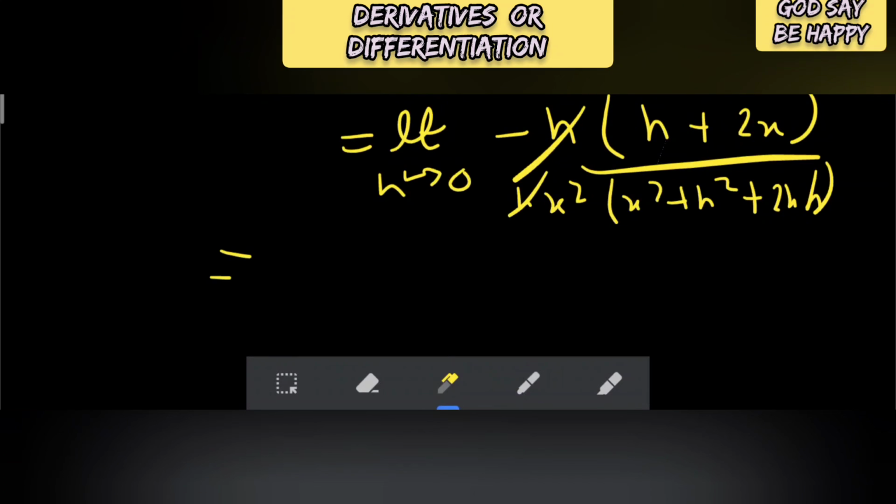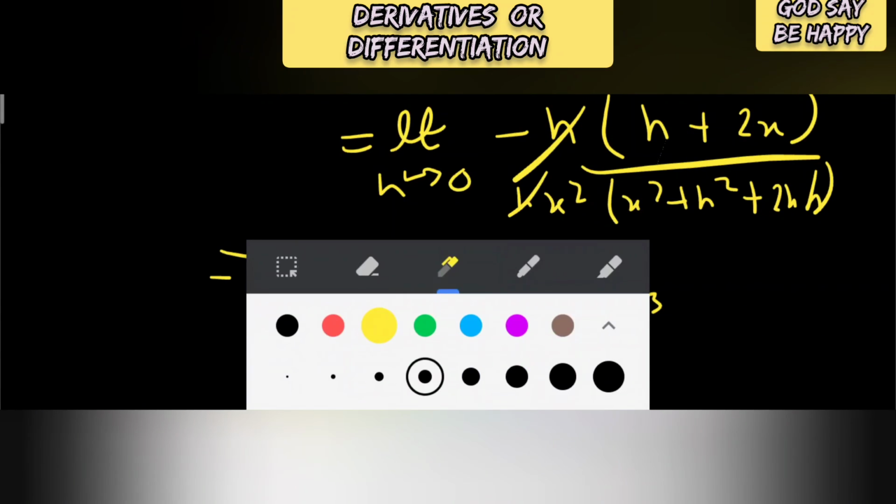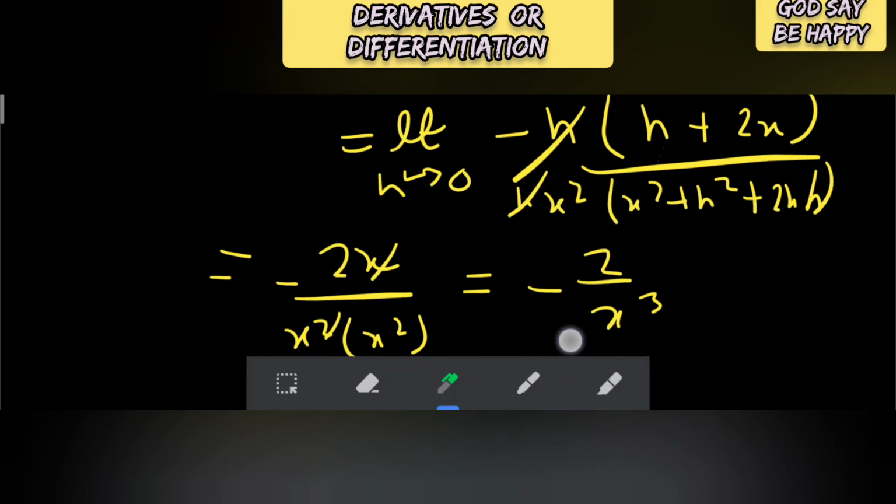Now applying the limit, minus 2x upon x square times x square, so x cancels, so minus 2 upon x cube is the derivative of this. It is very simple. Hope you understand. And here we end our differentiation or derivative.